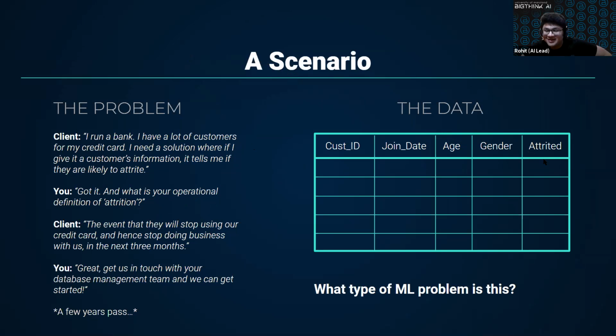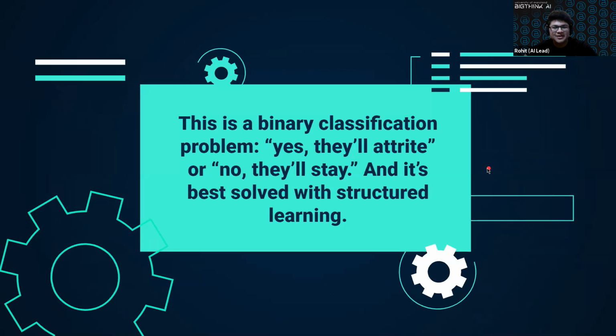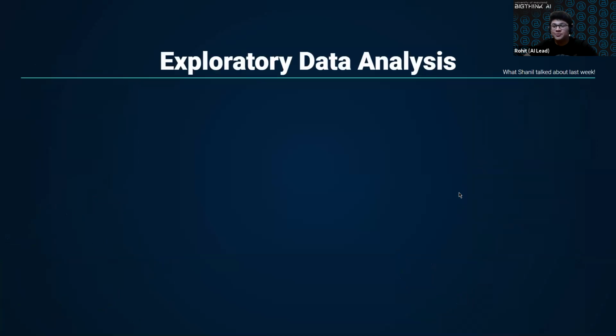Supervised learning and classification. That's exactly it. Those are the two key terms. So supervised learning. It's a binary classification problem with only two alternatives. Either they're going to attrite or they're going to stay in the next 3 months. It can be both unless you're a quantum mechanics major. But that's why it's best solved with supervised learning, because we do have that label, we do have that information in the database.